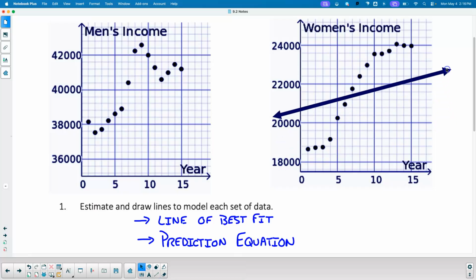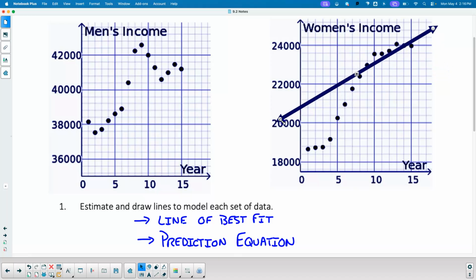Come on. Get in there. There we go. What do we think about that for a line of best fit? What do we think about that for a line of best fit? Well, I don't want to be close enough. I want the best fit. You know what I mean?